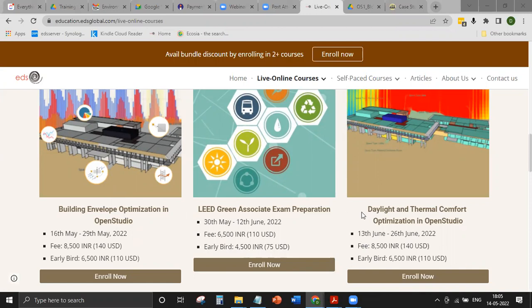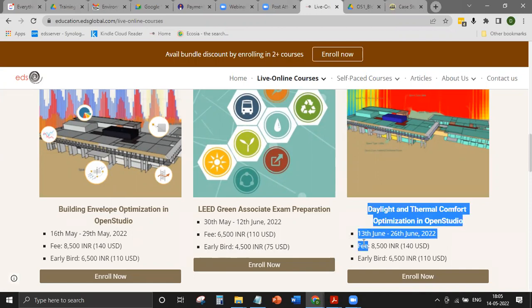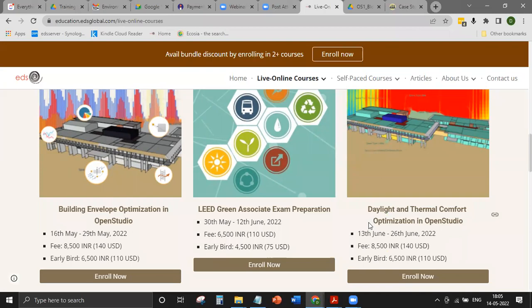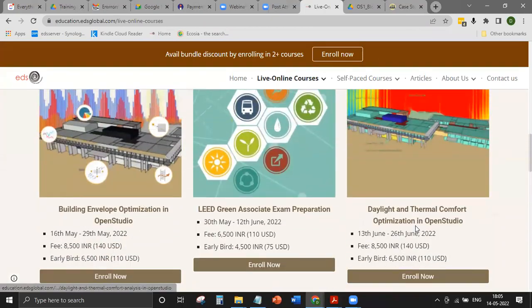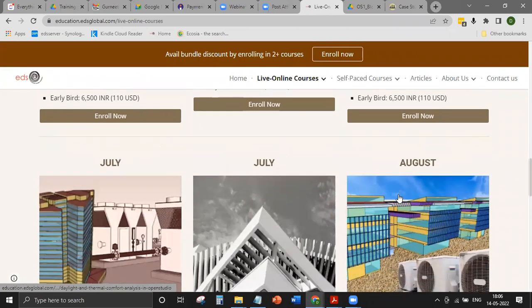So the second program is all about daylight optimization and thermal comfort optimization. And these are considered to be intermediate level courses. What it means is you may not know Open Studio, which is okay. In that sense, it's beginner. But the technical terms and all of that, you might have to be familiar with. And if you aren't, then we have modules even for that. So you get started with this. So the second course is on daylight and thermal comfort optimization.